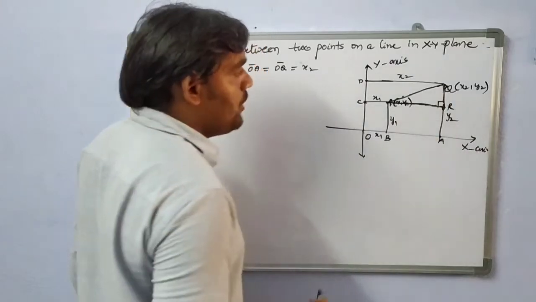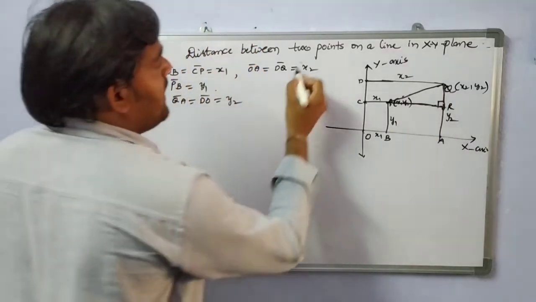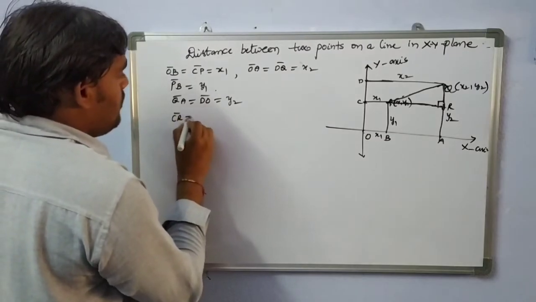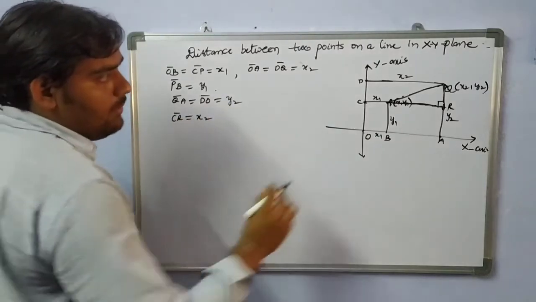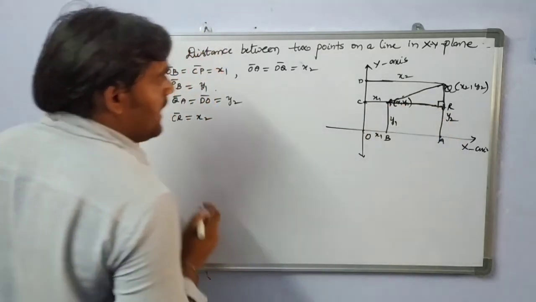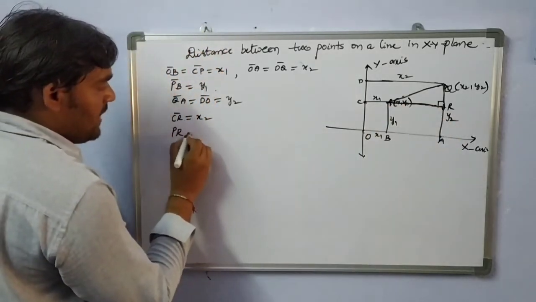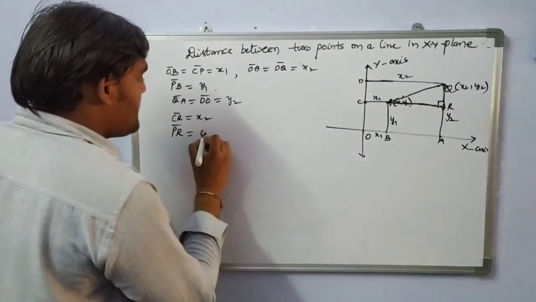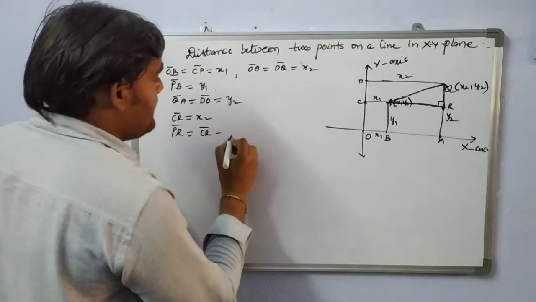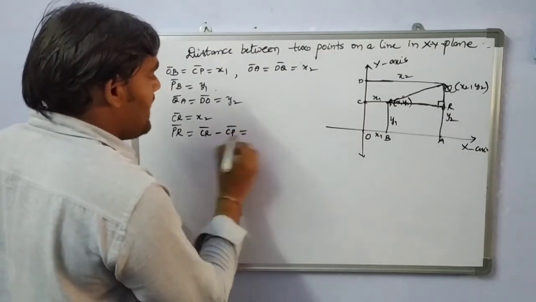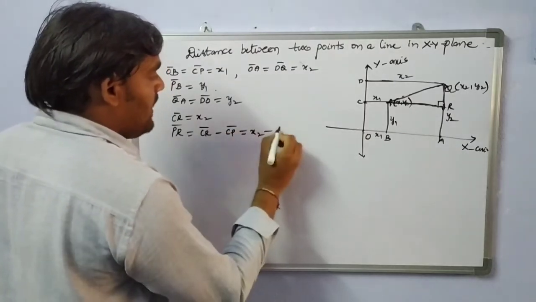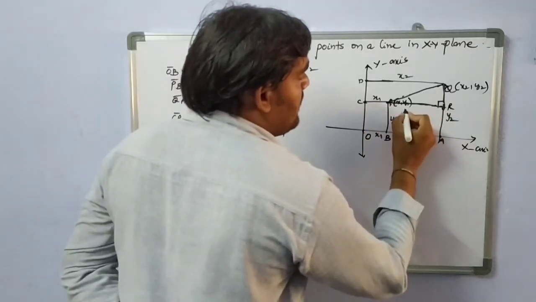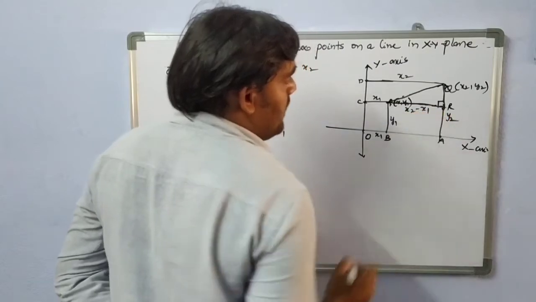Next, D to Q. So here we will get CR is also equal to x2. But our intention is we need to find PR. So PR bar is equal to CR bar minus CP bar. Means CR bar is x2, minus CP bar value is x1. So its value from here to here is x2 minus x1.